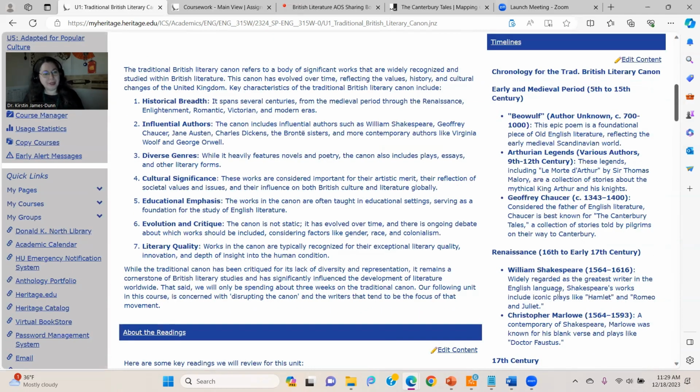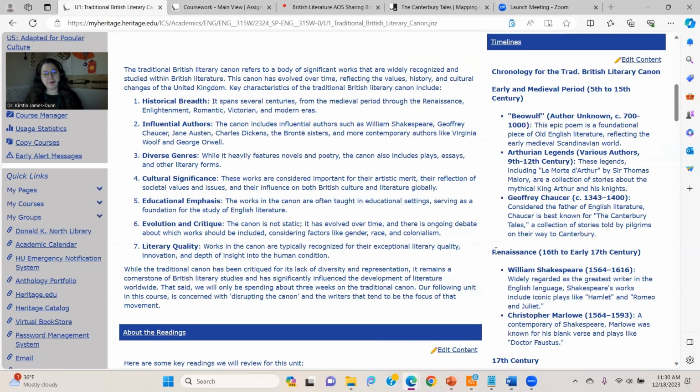The traditional British literary canon refers to a body of significant works that are widely recognized and studied within British literature. This canon has evolved over time, reflecting the values, history, and cultural changes of the United Kingdom. Key characteristics of the traditional British literary canon include historical breadth, influential authors, diverse genres, cultural significance, educational emphasis, evolution and critique, and literary quality. While the traditional canon has been critiqued for its lack of diversity and representation, a critique I happen to agree with, it remains the cornerstone of British literary studies and has significantly influenced the development of literature worldwide.